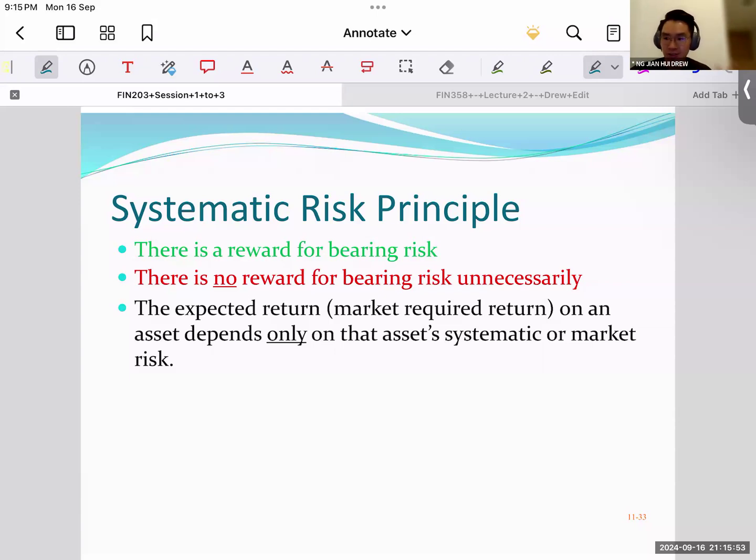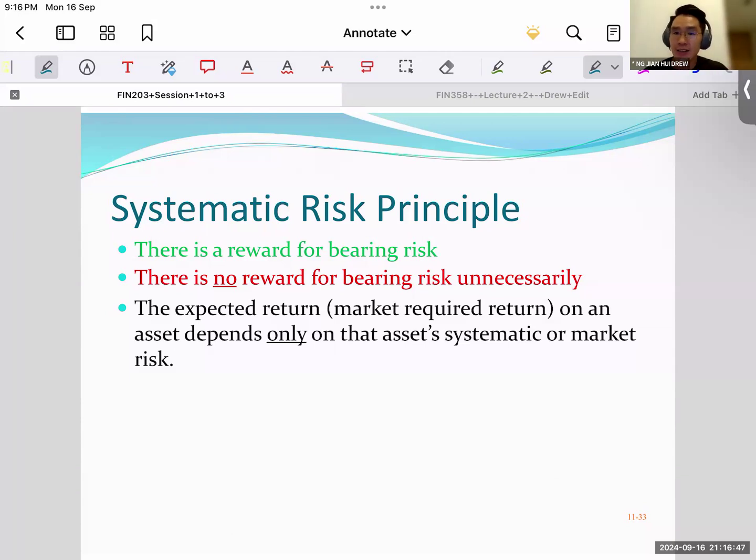Now, having understood this concept of systematic and unsystematic risk, which risk gives you more rewards? Systematic or unsystematic? You can type your answer or unmute yourself. Okay, we have one answer, unsystematic. Anyone else like to give a try? Which kind of risk will give you more rewards? Okay, systematic. So we have two answers.